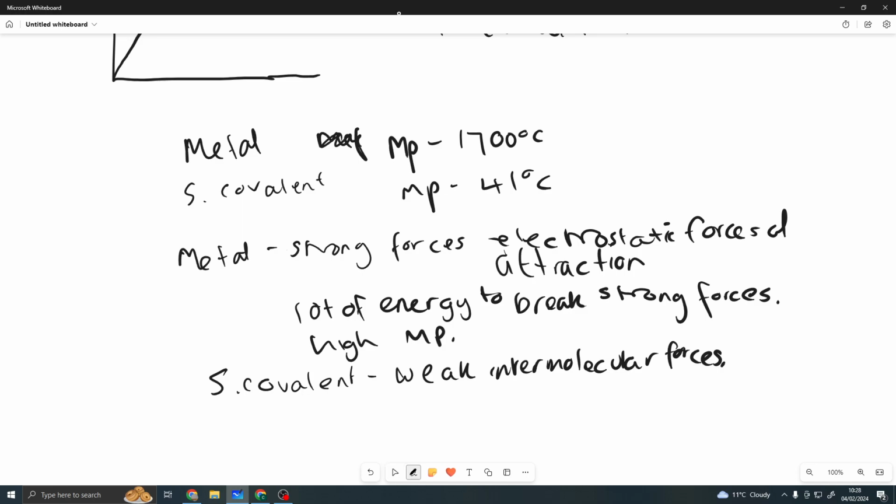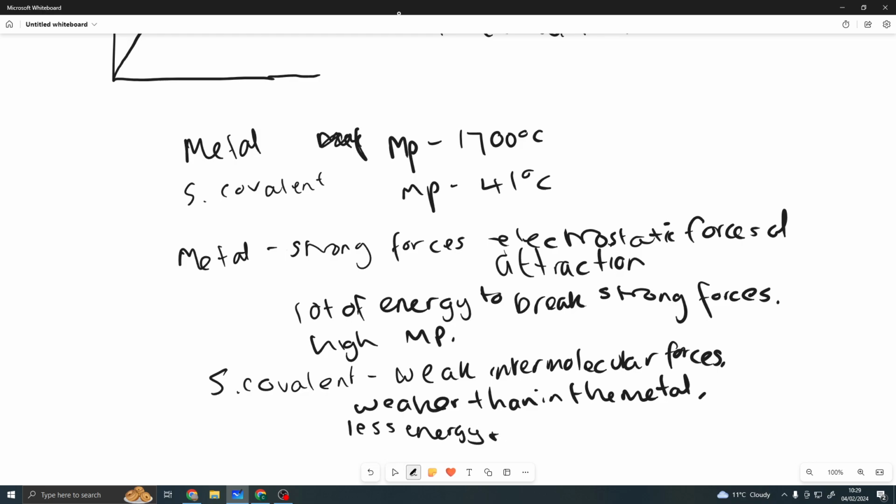Now, if they're asking you to compare, of course, you need to say they are weaker than in the metal. Look at what it's asking you to do, okay? If it's asking you to compare them, you've got to say simple covalent is weaker or metallic is stronger. Comparison. You can't just repeat this again. So, weaker than metal. Less energy.